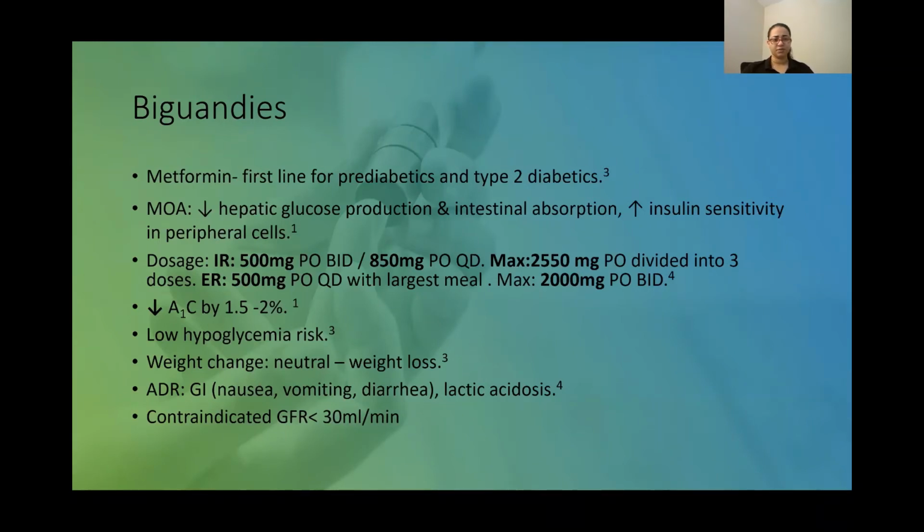Metformin decreases the A1C by 1.5 to 2%. It has a low risk of hypoglycemia. The weight change caused by metformin could be neutral to some weight loss. Adverse drug reactions are mainly related to the GI tract, which include nausea, vomiting, and diarrhea. Metformin could also be associated with lactic acidosis. It's contraindicated in patients with a GFR of less than 30 mL per minute.